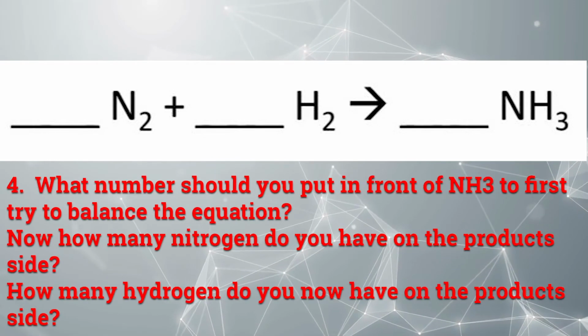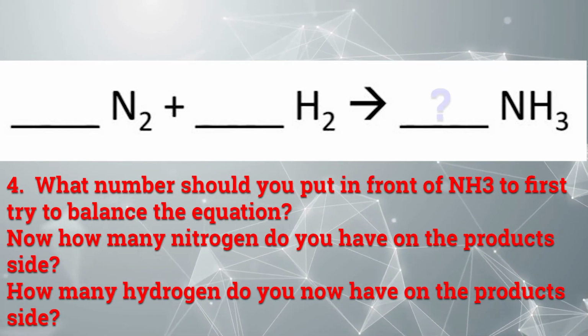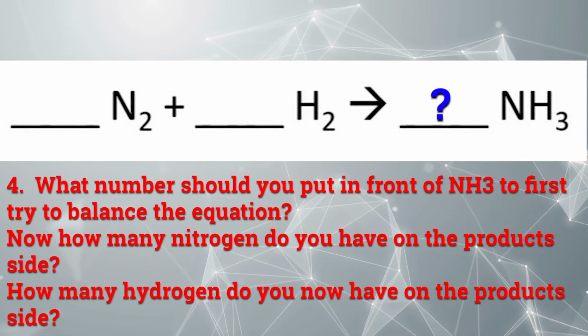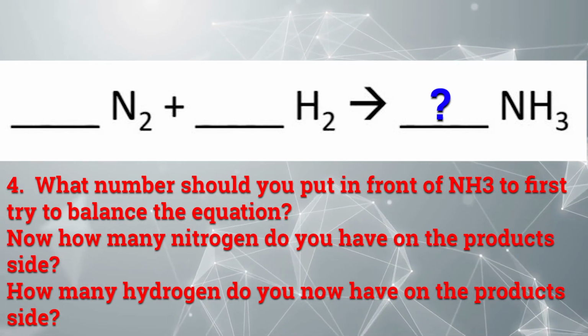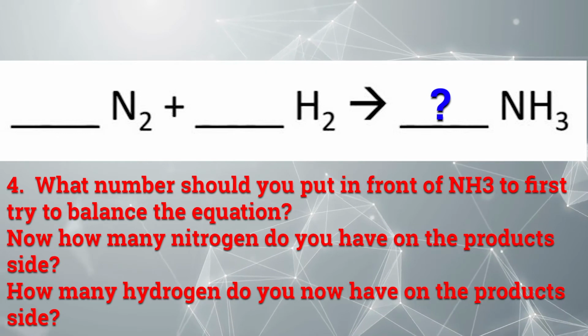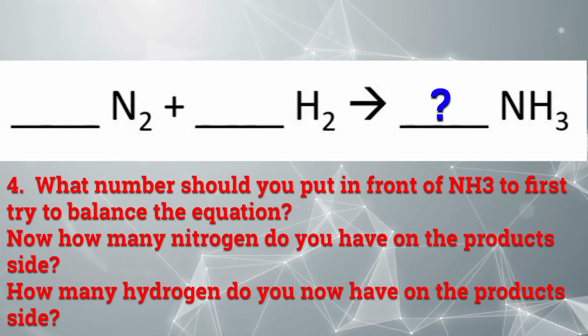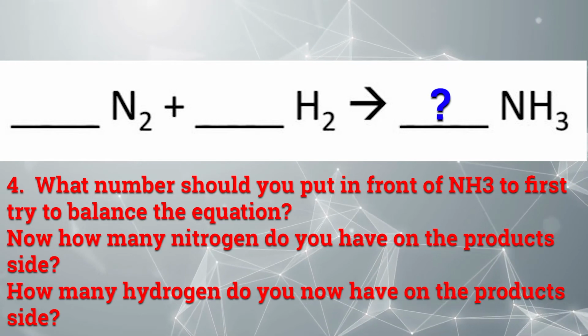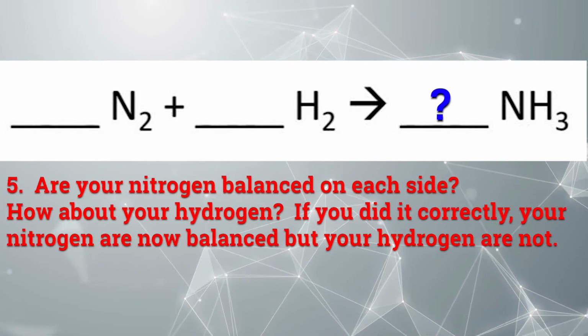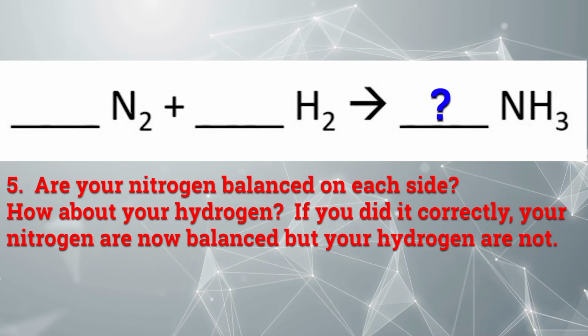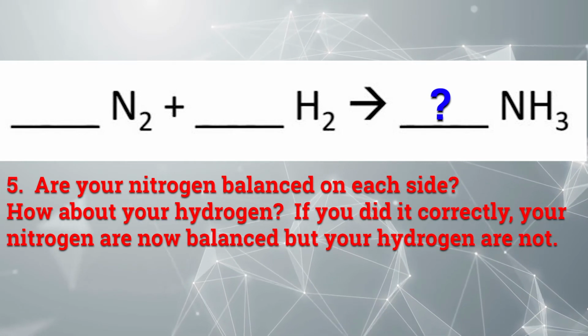Number 4, I'll help you out a little. What number should you put in front of NH3 to first try to balance the chemical equation out? Let's start here first. Now, how many nitrogen do you have on the product side? How many hydrogen do you now have on the product side? And number 5, are your nitrogen balanced on each side? And what about your hydrogen? Are they balanced on each side?